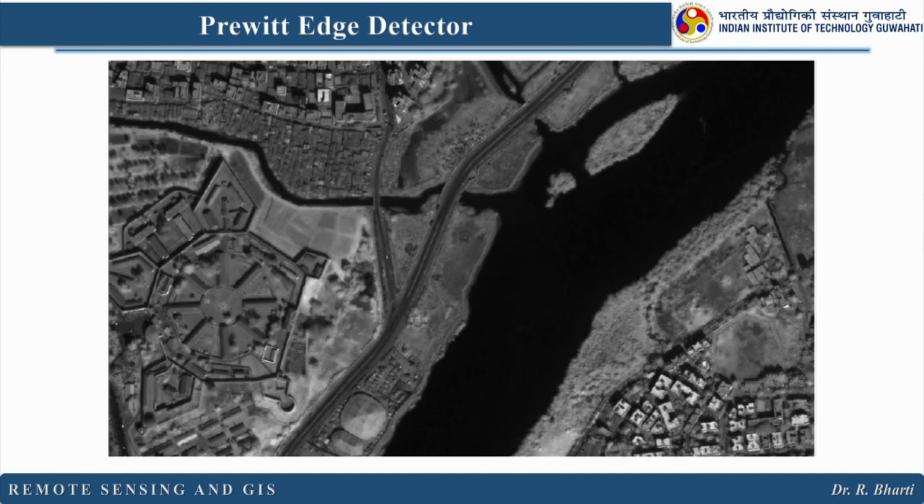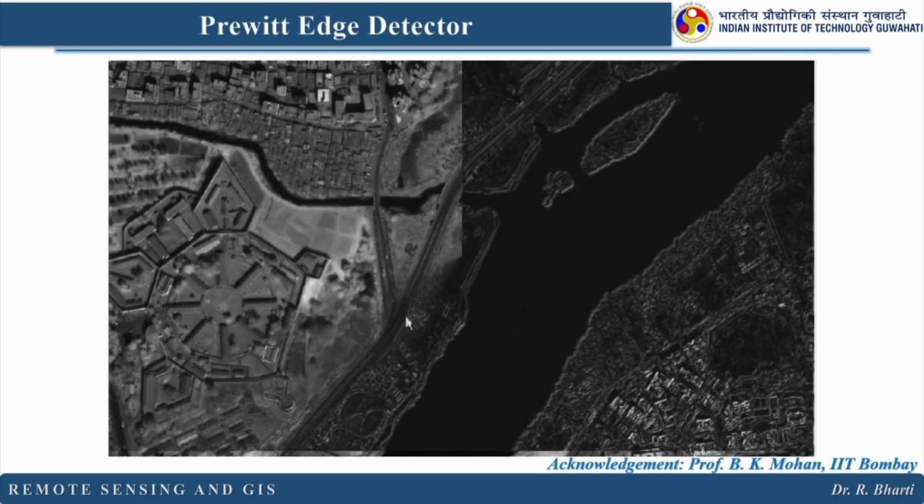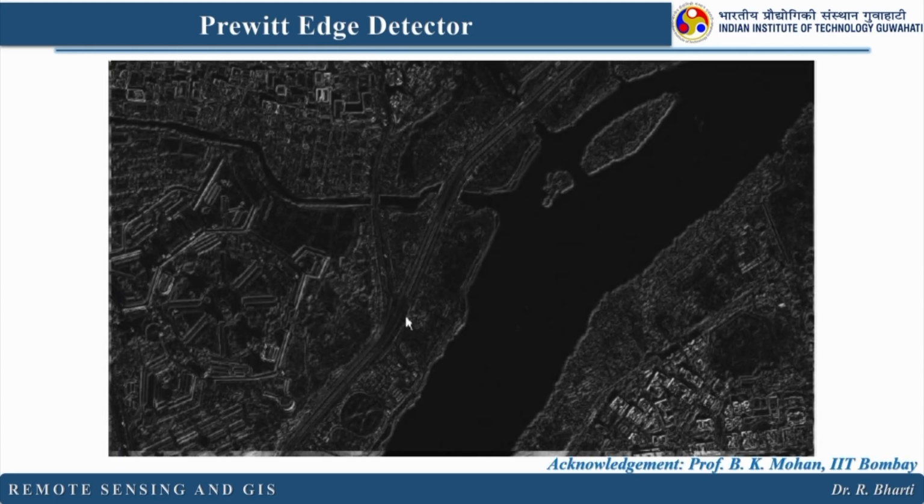This is another example. Here you can see this is the raw data, and once you apply this Prewitt edge detector, it will highlight all the edges very beautifully, because in the previous one it was not very good as that was a low spatial resolution image, but here in a high spatial resolution image you have sufficient pixels in the edges, right? So then it works very nicely, right?